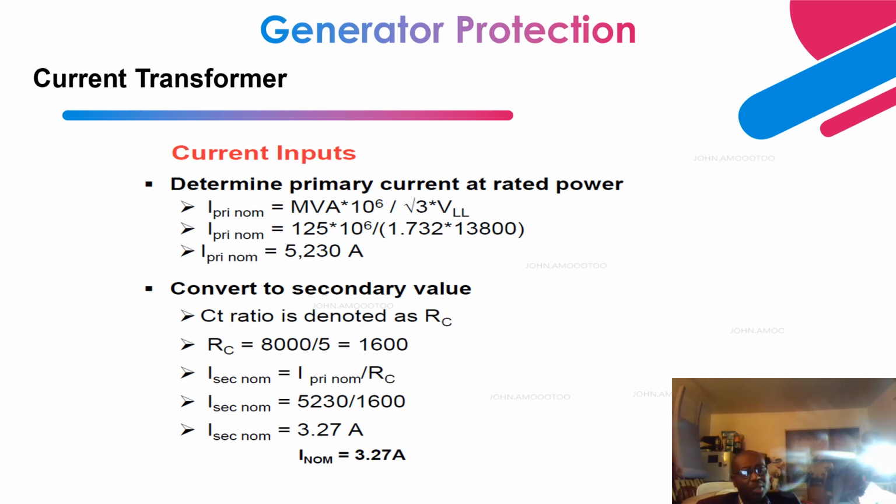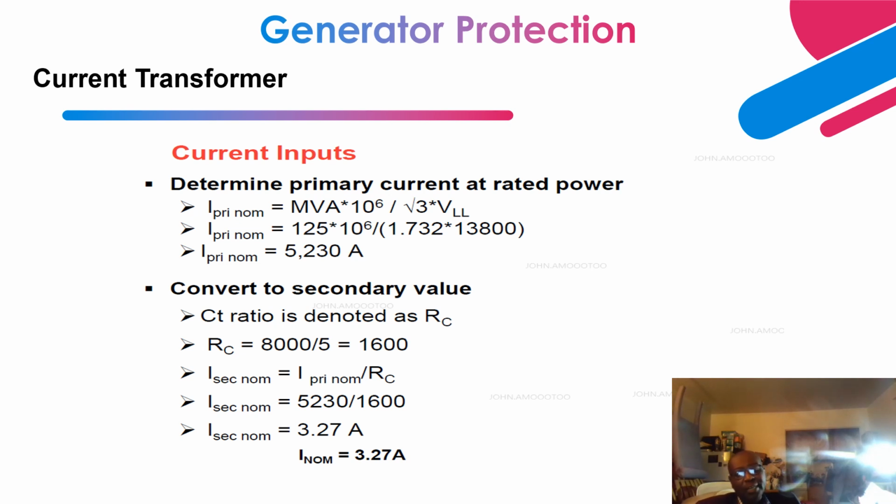So if you have a CT, how do you size it? The CT should be able to accommodate some overload. So you multiply 5,230 times 1.25 or 1.2. That allows you to incorporate some overloading, so that the CTs can handle an overload in the generator. 5,230 times 1.25 gets us much closer to selecting a CT rating of 8,000:5, so the CT ratio is 1600.